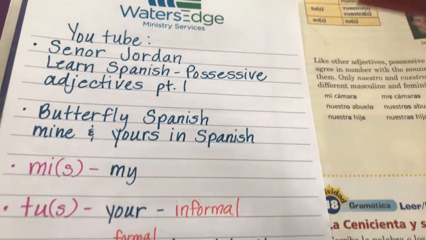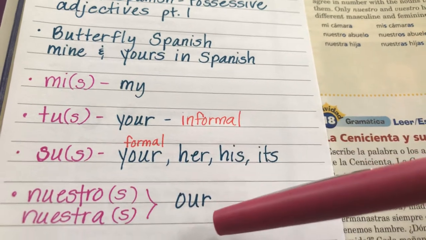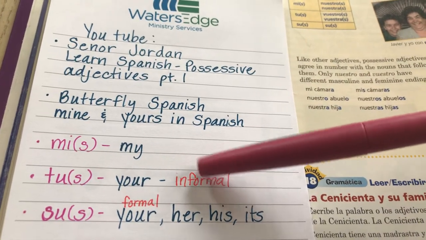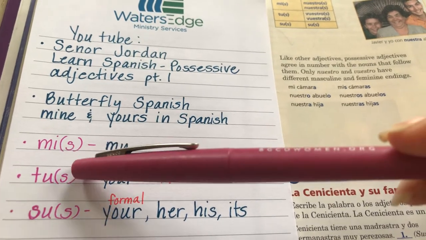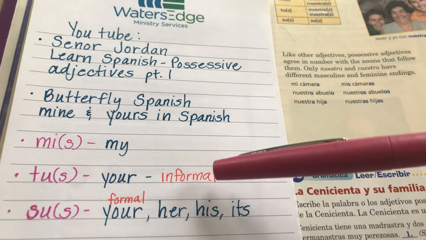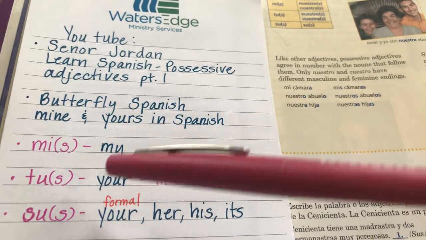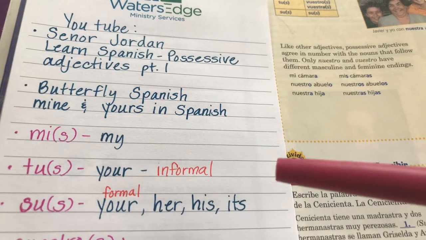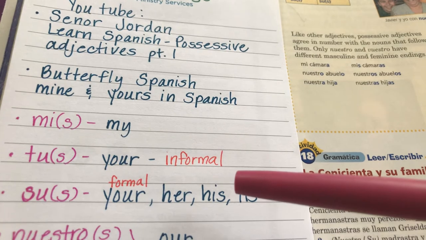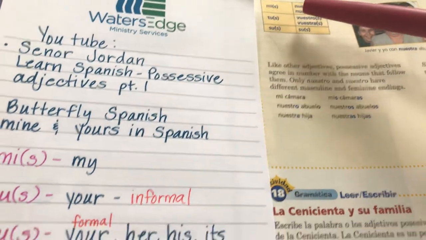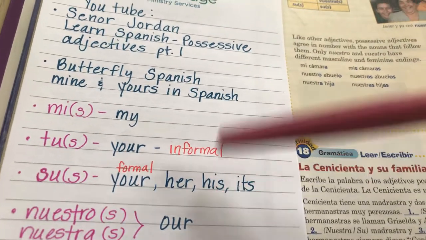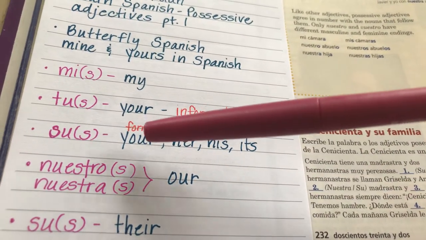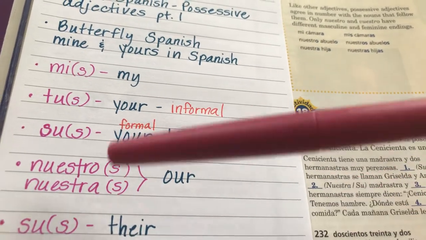And I wrote these down in English. I wrote down the pronouns. So mi means my, tú, tus means your, and it's informal. So you would say tú to a person that's your age, someone younger than you or close to your age, but you would use your formal, su, if you were talking to someone older than you, for example, your boss, a teacher, someone's parent. So then we have nuestro, nuestra means our, and then su, we have it again, but depending on the context of the sentence, it can take on either of these words.